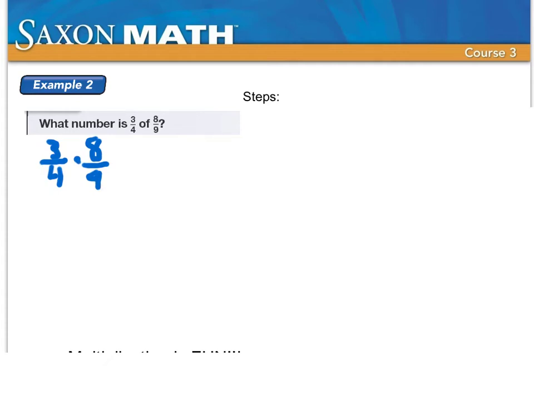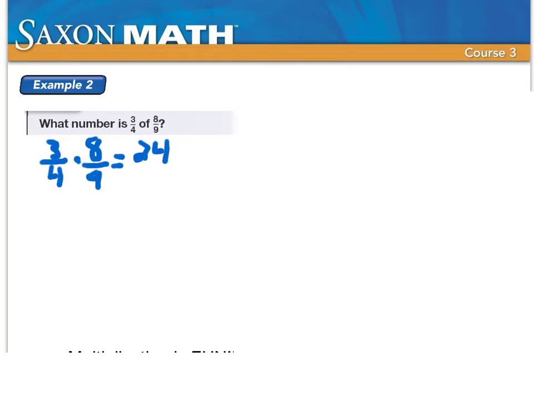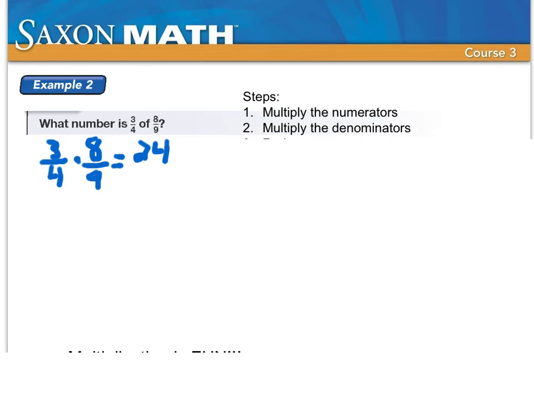Okay? Method 1 is to multiply the numerators first. Remember, numerators means top numbers. So multiply the tops. 3 times 8 is 24. And that becomes your new top number. Okay? Then after that, step 2 is to multiply the denominators. So multiply the bottoms together. 4 times 9 is 36.